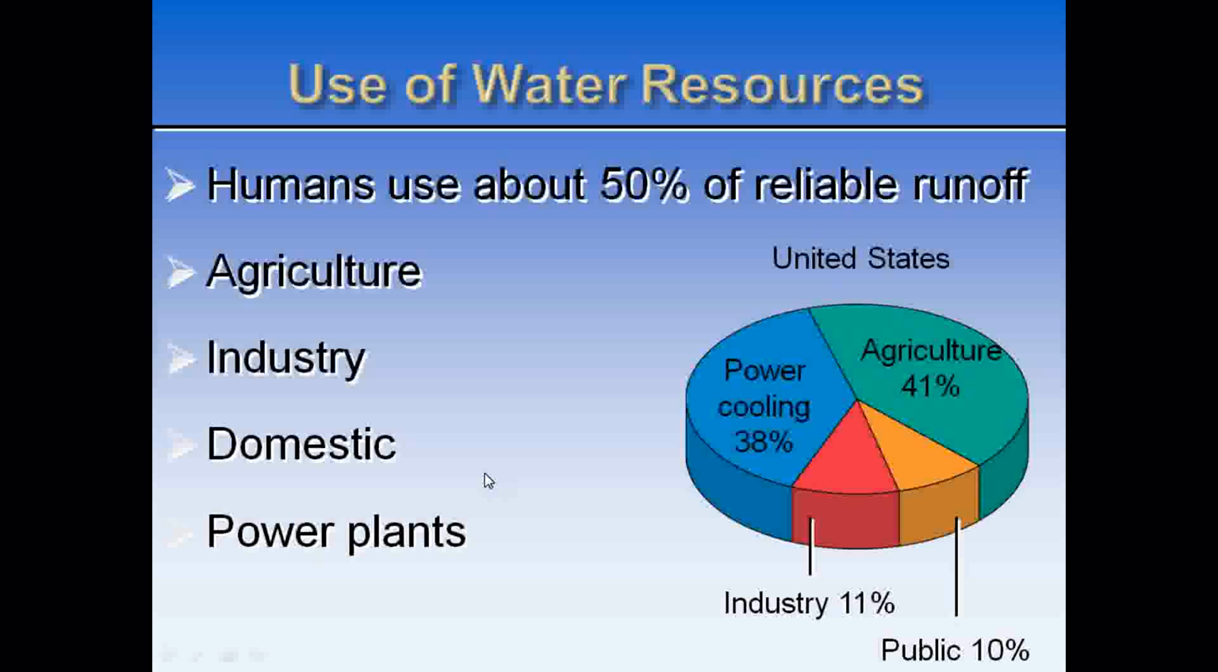So this is about where water is found and how water resources are used. And take a look at the pie chart here for a minute and be amazed. It's surprising to see the fact that the public, this is called municipal water usage, is only about 10% of the water that gets used here in the United States.